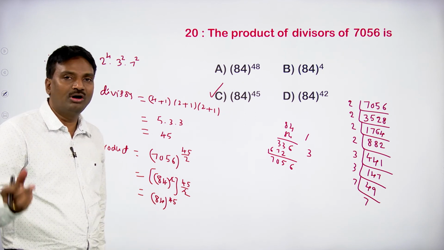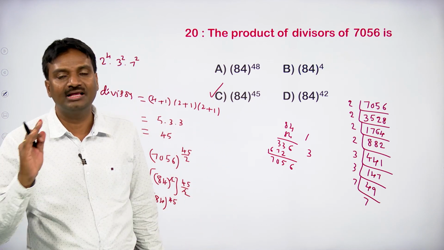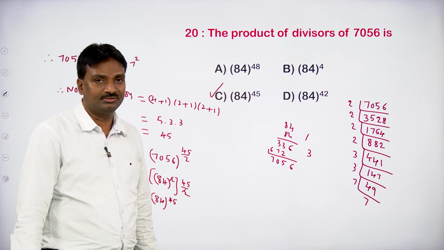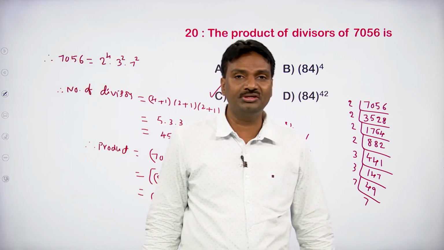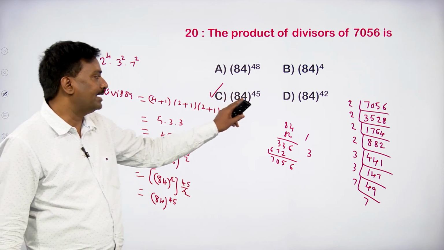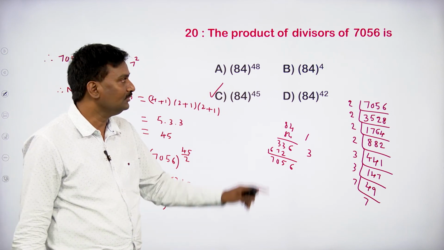It is not easy to find the value of 84 power 45. To get the value of 84 power 45, we have to express it as 84 into 84 into 84 and so on, 84 45 times. Then we have to multiply all those 84s, but it is not easy. But according to the options, we have 84 power 45. So we can take option C as the correct option.